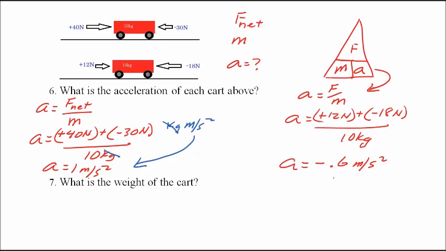Let's stop for a minute and look at these two answers. We have two carts. They both have the same mass. We have a large force on one and a small force on the other. And so you see that change in acceleration. A large force produces a larger acceleration, in this case 1 meter per second squared. A smaller force simply produces a smaller acceleration, 0.6 meters per second squared.